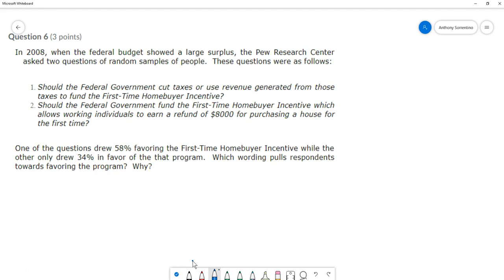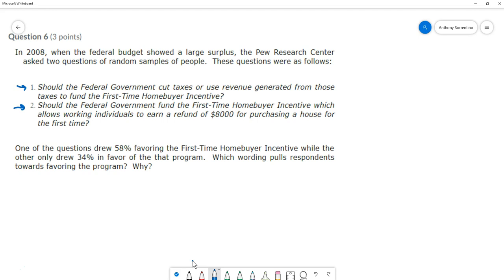One of the questions drew 58% favoring the first-time homeowner incentive, while the other only drew 34% in favor of that program. Which wording pulls respondents towards favoring the program and why? So you had statement 1 and statement 2.